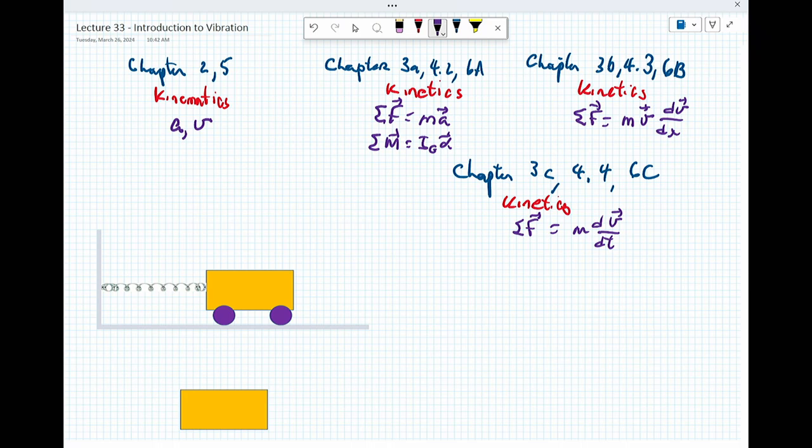Instantaneous solutions for 3a, 4.2, 6a. And then force, velocity, and distance when dealing with energy. So in the end, you ended up with mv squared over 2 here, and Ig omega squared over 2 for those terms. For 3c, we started to look at momentum, and momentum in that case is m dv/dt, or Ig omega.